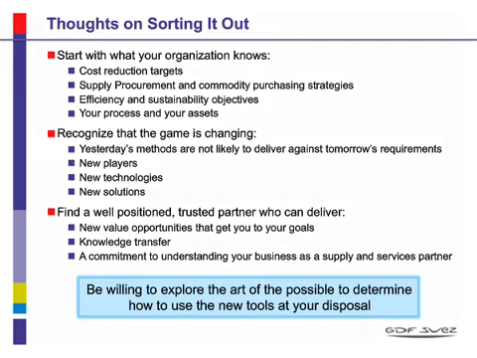You know and understand what the cost reduction targets and objectives are for your organizations. You know and understand the supply procurement process that you have used to be able to acquire commodity supply in the past. You know what kind of efficiency and sustainability objectives your organization has, and you know what kind of efficiency-related capital projects are sitting on the table. You also know your process, and you know the assets that consume energy and drive that process.